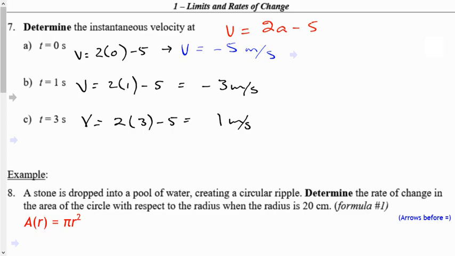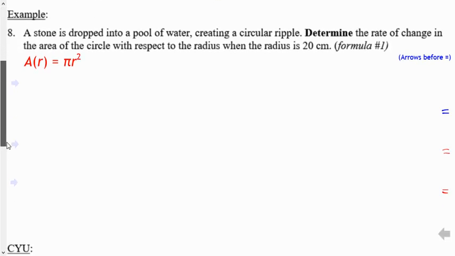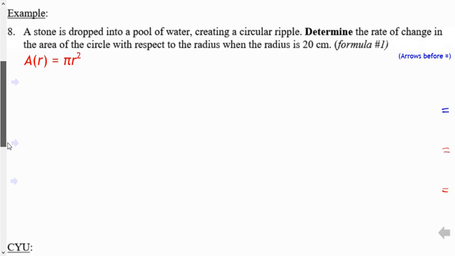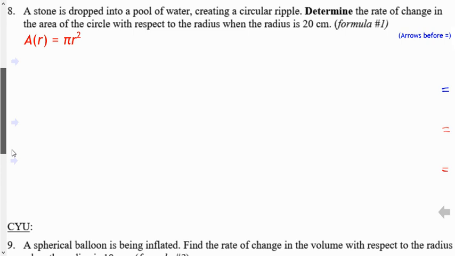Well, let's look at another type of question. Here we have a stone being dropped into a pool of water. It creates a circular ripple that travels out. We want to determine the rate of change in the area of the circle with respect to the radius at the moment in time when the radius is 20 centimeters.